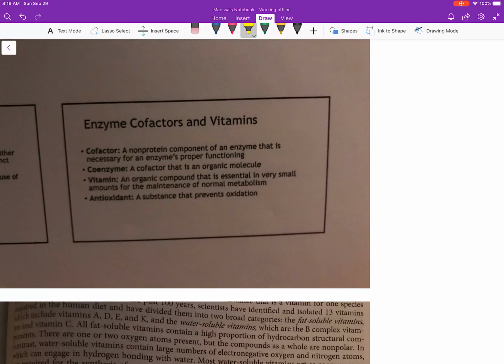All right, enzyme cofactors and vitamins. We have a couple more terms to know. A cofactor is a non-protein component of an enzyme that is necessary for the enzyme's proper functioning. Remember we talked about covalent, and co meaning you share something. So in this case, the cofactor is necessary, but it's not a protein.